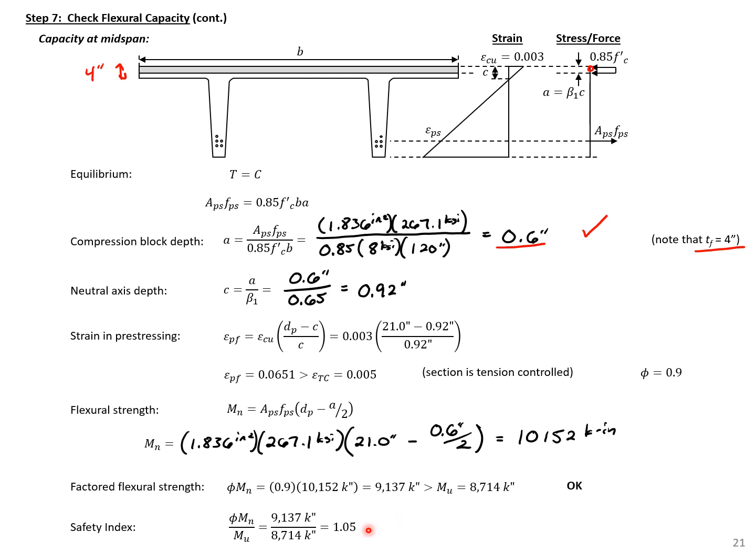We can calculate how much excess strength we have using the safety index. So just dividing phi Mn divided by Mu, we can see we have a 5% greater strength than we need, which is okay.